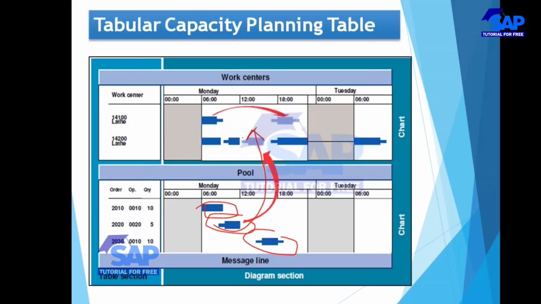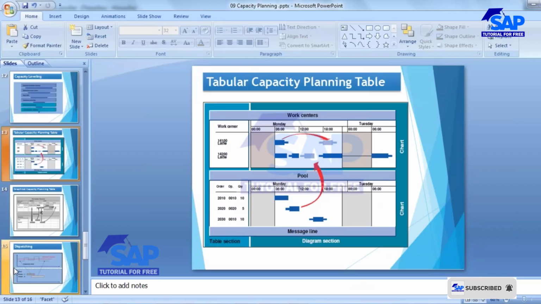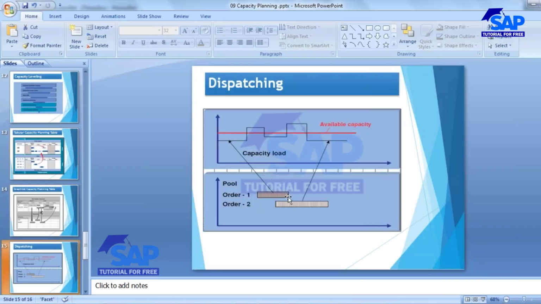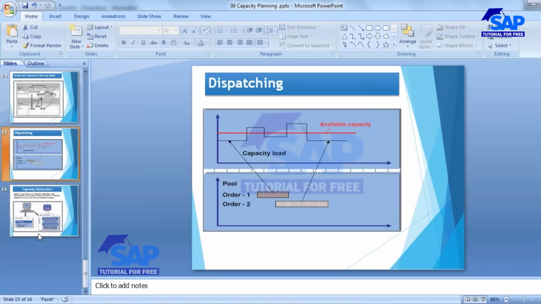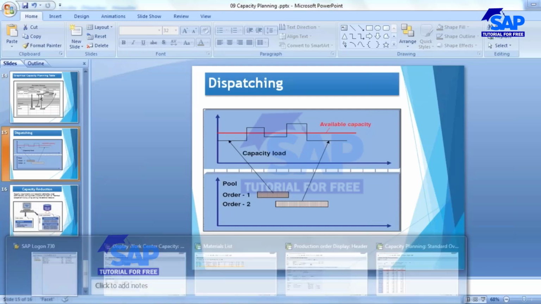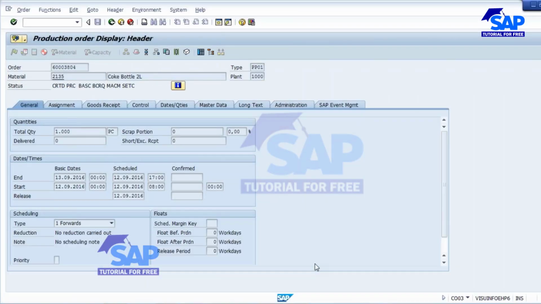Okay, so this is how you do the leveling activity in the system. So let's start. You will do the dispatching. You have orders, you do the dispatching, and then a uniform leveling will happen. Uniform capacity load will happen. That is what you will be doing with the dispatching function. Okay, so let's now execute the capacity leveling function in the system.